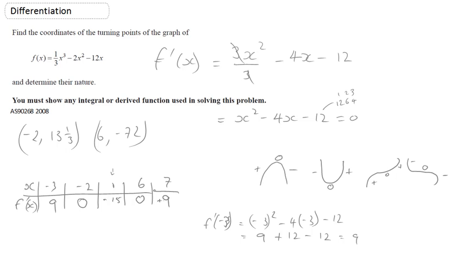which is positive. So therefore I go positive, 0, negative, so that's a max. And I go negative, 0, positive, so that's a min. So therefore this one is a maximum and this one is a minimum. There you go. Calculus at work.